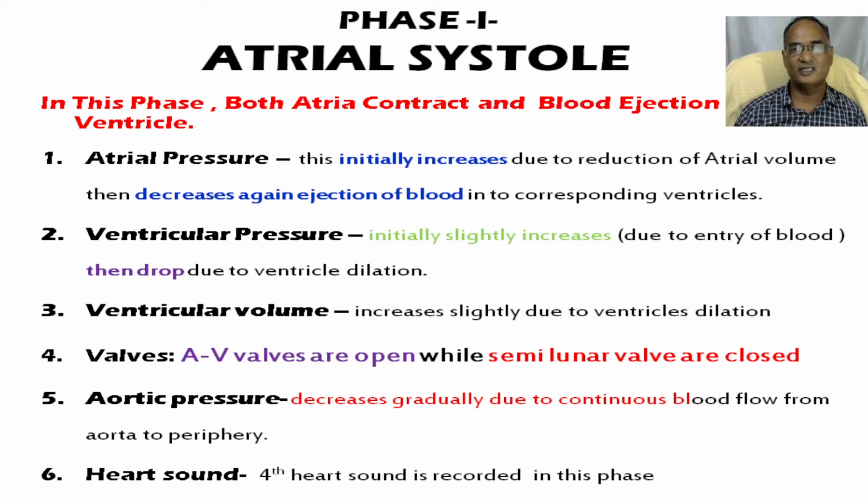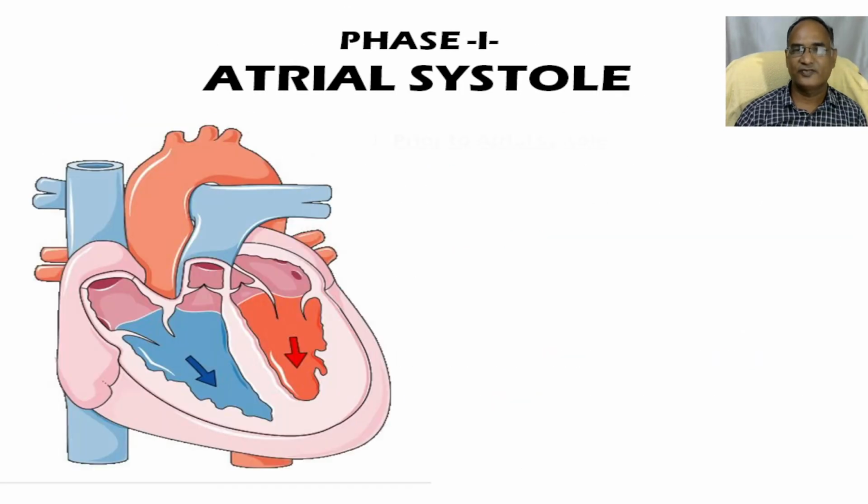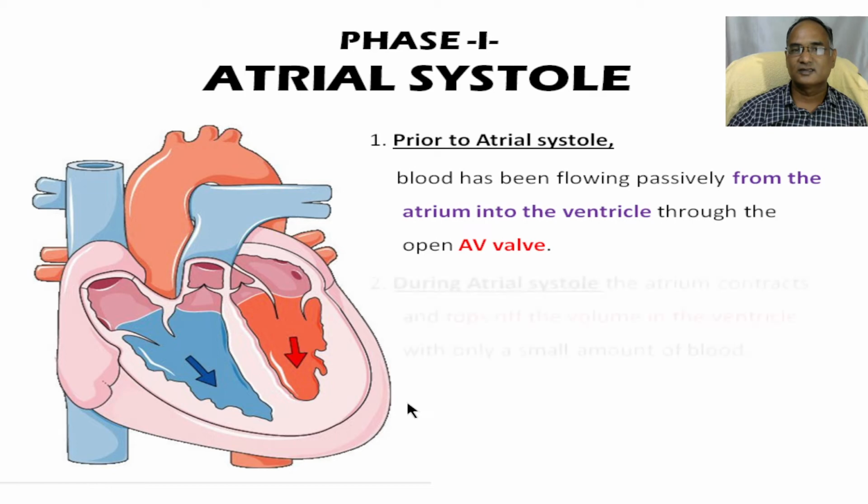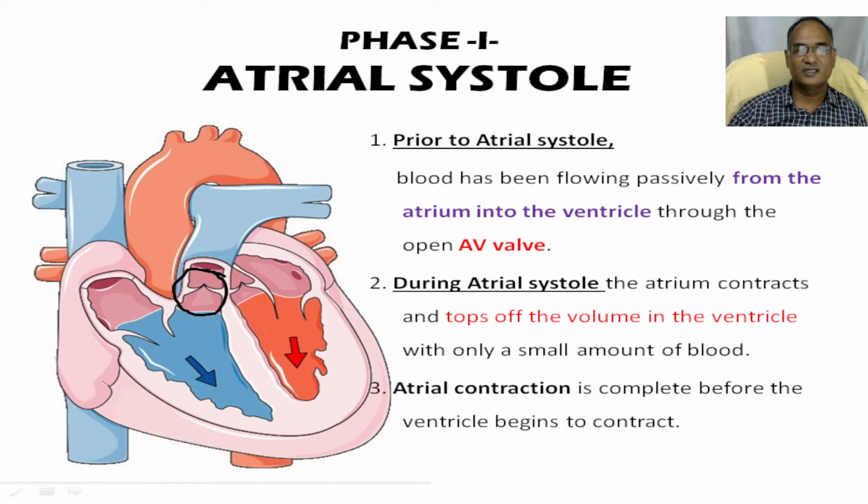Both atria contract and eject the blood into both ventricles. So phase one is very simple. It will be the right atrium and left atrium. It will open the AV valves and push the blood to the ventricles. The semilunar valves, the pulmonary valve and the aortic valve, are closed. So the atrial chamber will push the blood to the ventricle.